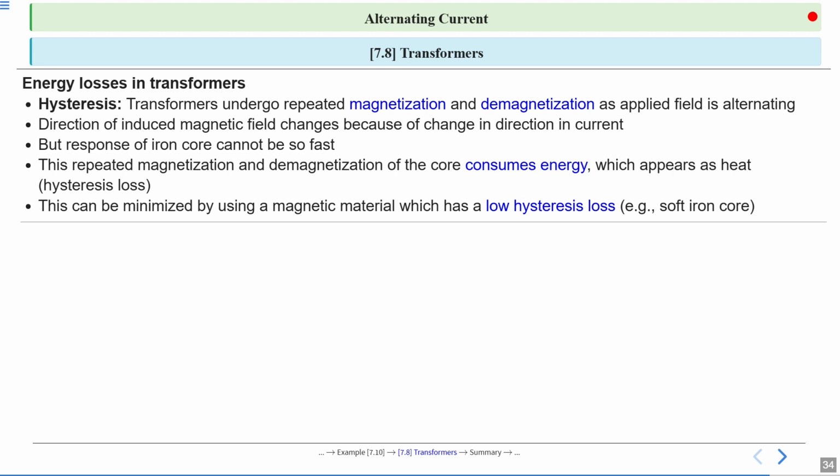So due to the magnetization and demagnetization, energy is lost, which appears as heat, and this loss is called hysteresis loss. We have to use a magnetic material which has low hysteresis loss. The most commonly used material which has low hysteresis loss is soft iron core.